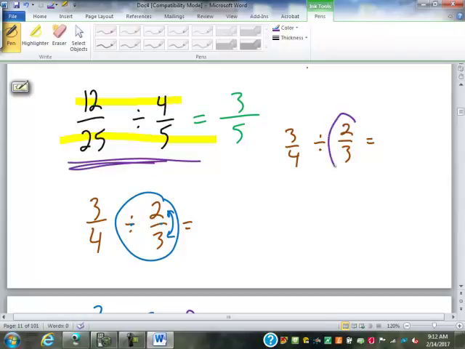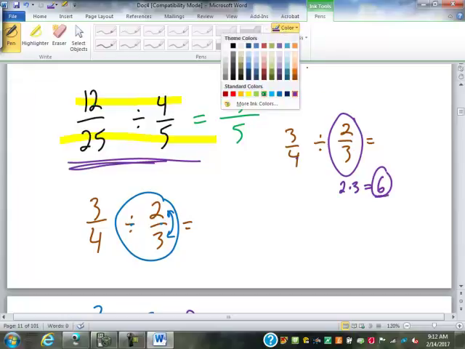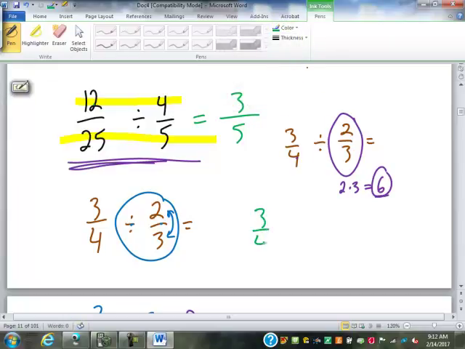They look at this number we're dividing by. 2/3 is reduced, right? So, since that cannot be reduced at all, we're going to take the numerator times the denominator. 2 times 3 is 6. We're going to use the 6 to rename this first fraction. So this is going to be 3/4 times 6 over 6. Then we're going to divide by 2/3.